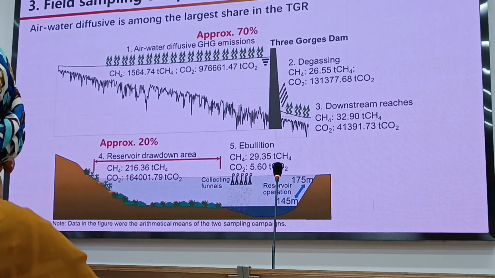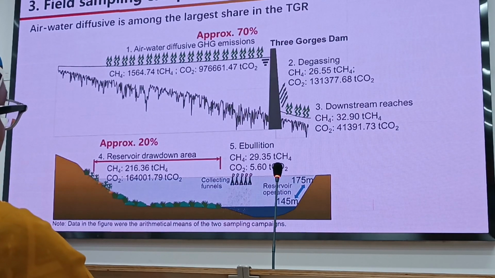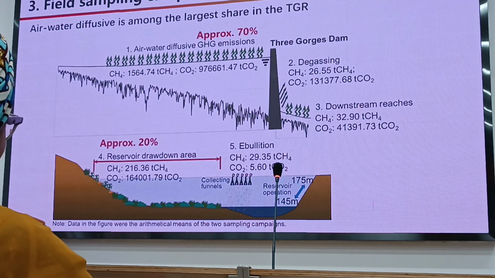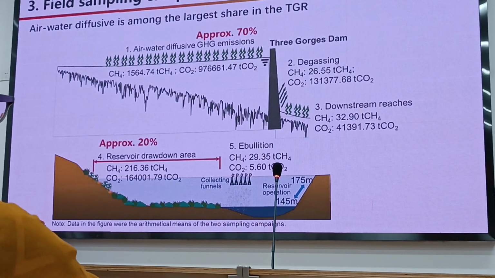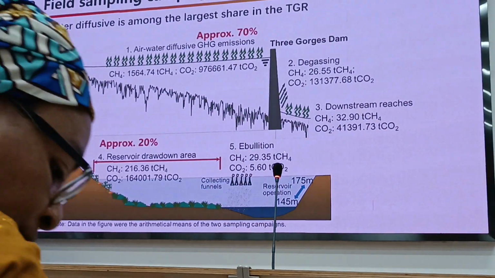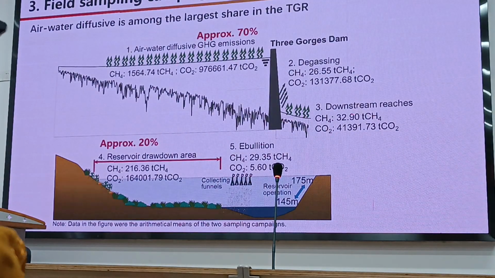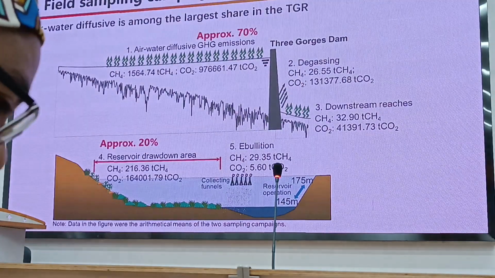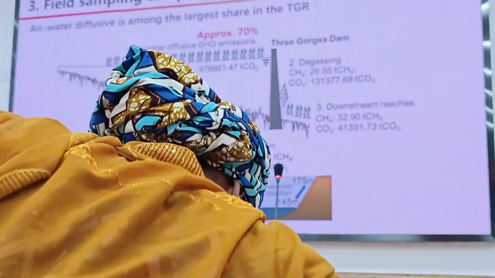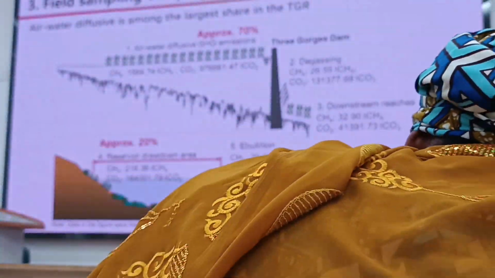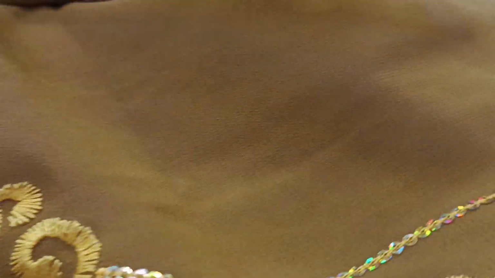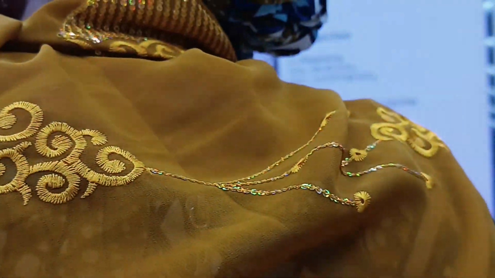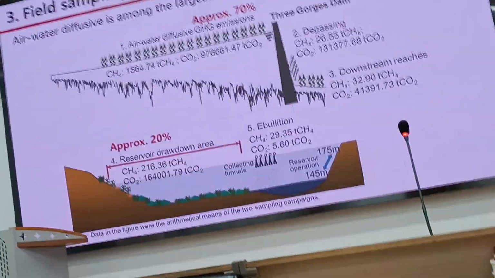I'll explain. If you calculate the different pathways of greenhouse gas emission, you see that air-water diffusive emission is approximately 70 to 80% of the gross emission. The riparian zone, the reservoir drawdown area, is around 20%. The cumulative emission, degassing, or downstream reaches emission is very little, hardly less than 10%. So a large part of gross carbon emission in the Three Gorges Reservoir is from the air-water surface diffusion in both the main stem and the tributaries.